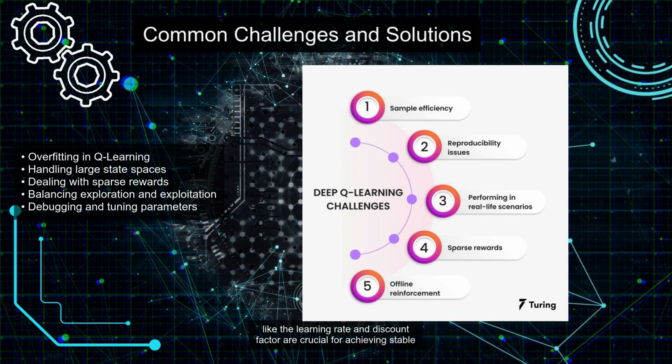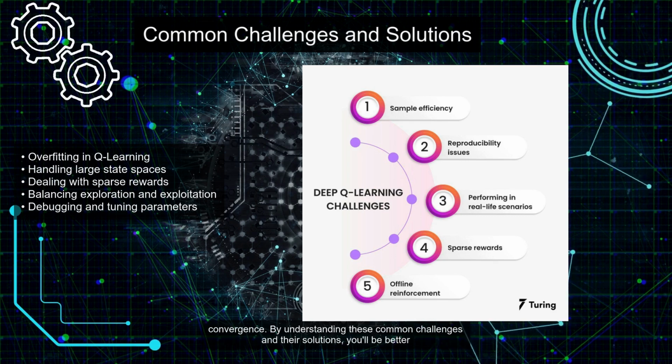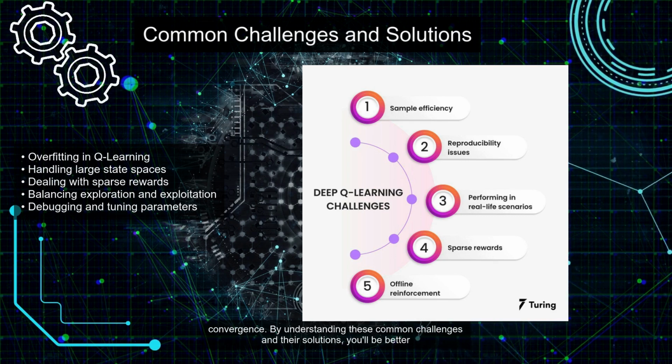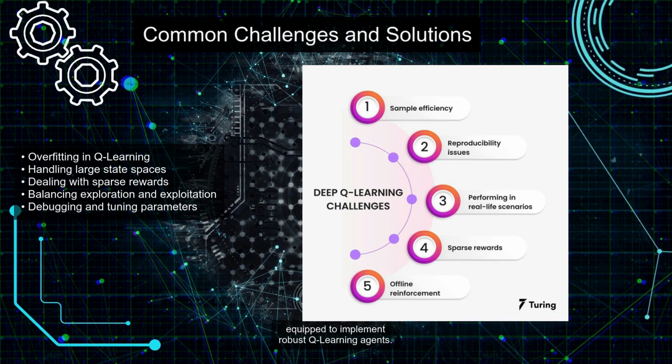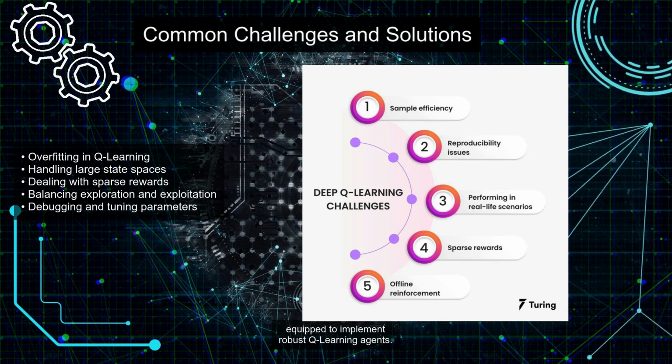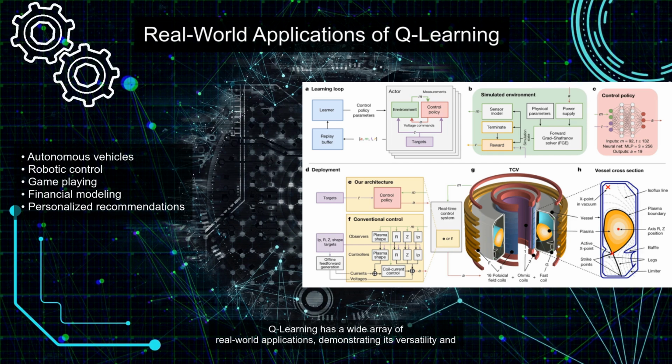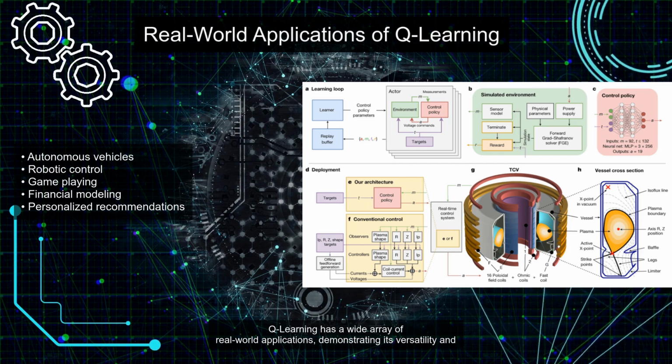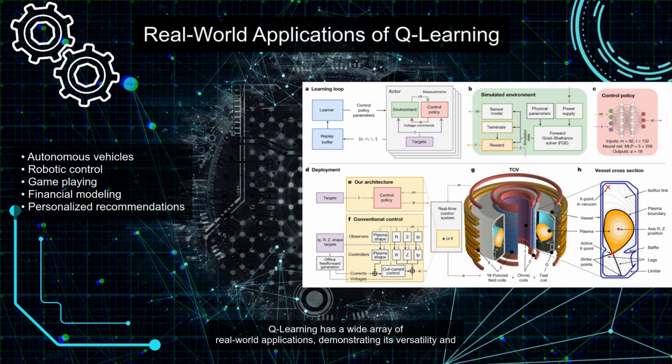Additionally, debugging and tuning parameters like the learning rate and discount factor are crucial for achieving stable convergence. By understanding these common challenges and their solutions, you'll be better equipped to implement robust Q-learning agents. Q-learning has a wide array of real-world applications, demonstrating its versatility and effectiveness.